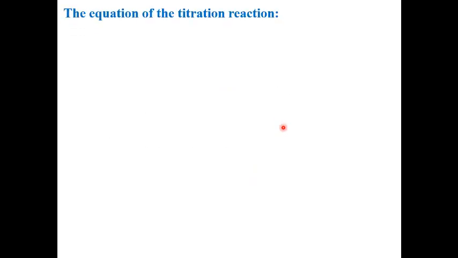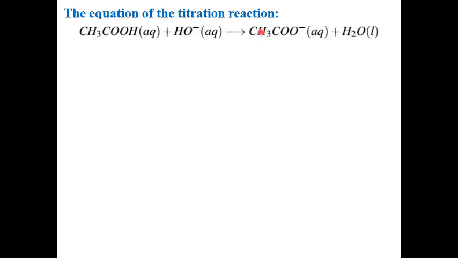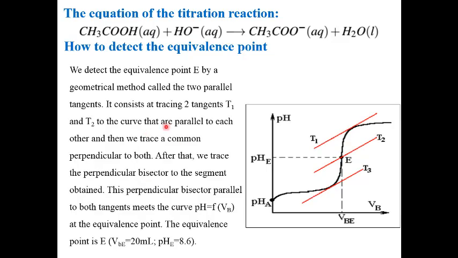Now, the equation of the titration. Once we mention the word titration, with no doubt, without calculating K, the equation is directly written in the form of a total reaction. Now, what about the determination of the equivalence point? This paragraph, I will not read it. I wrote it just as a revision of what we saw in chapter 5 when we determined the equivalence point upon the titration of a strong acid with a strong base and vice versa. So the method of the two parallel tangents. You just have to read it and remember it.